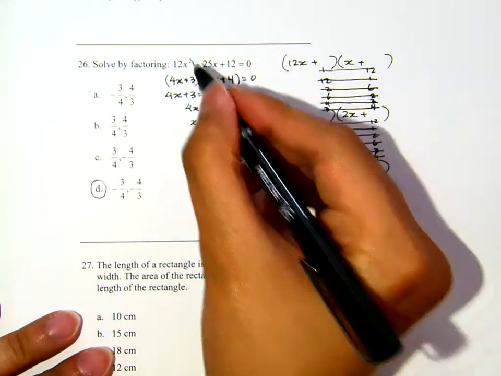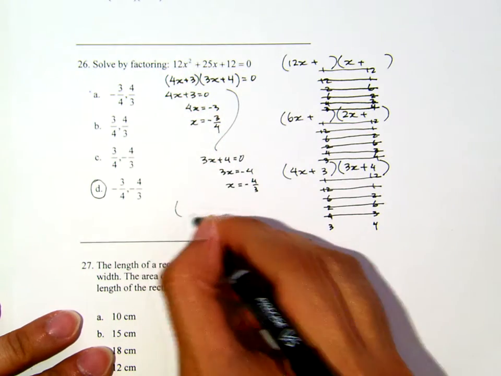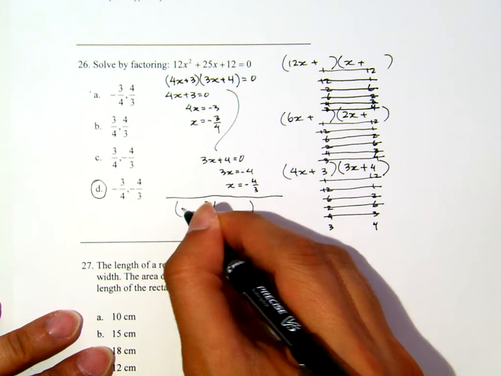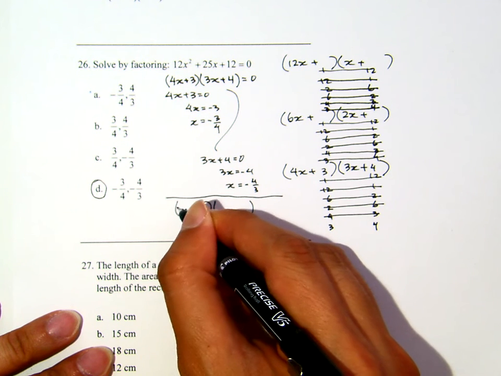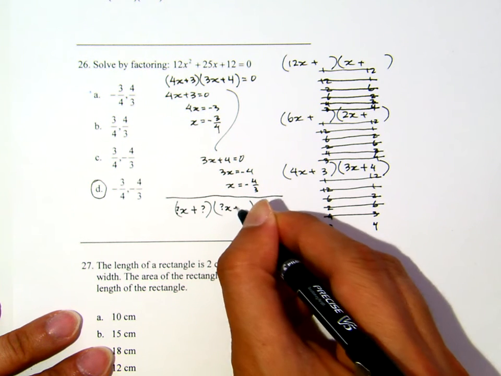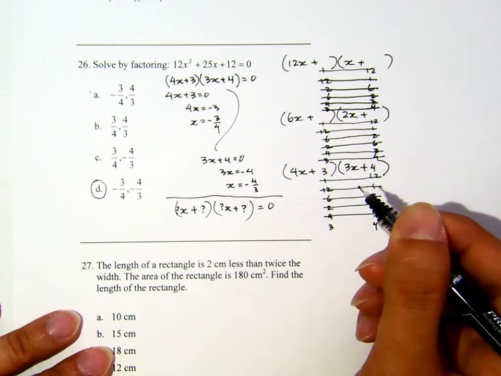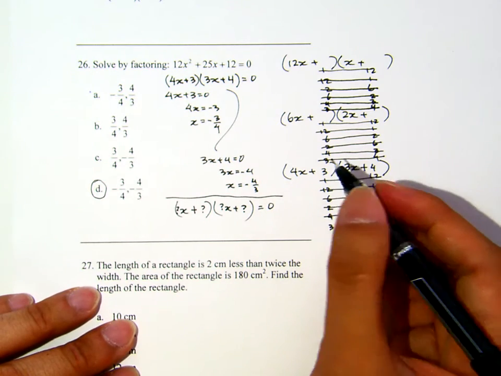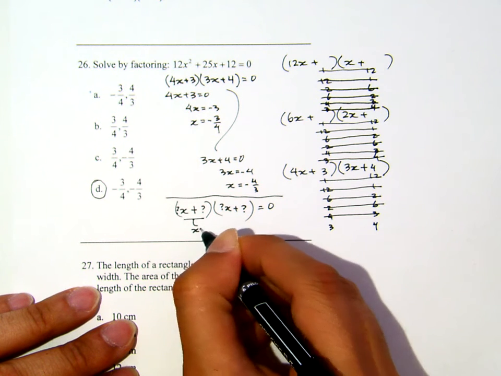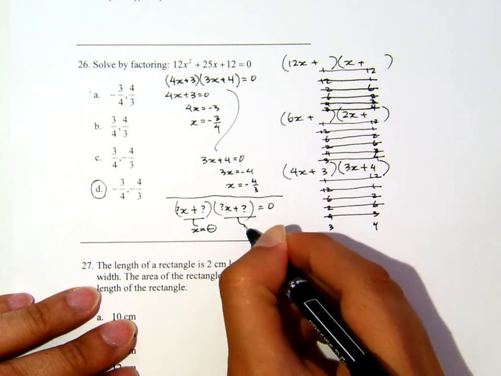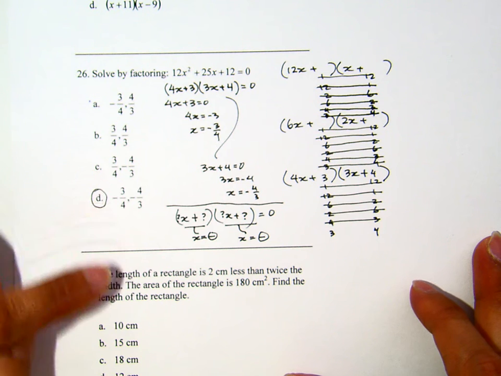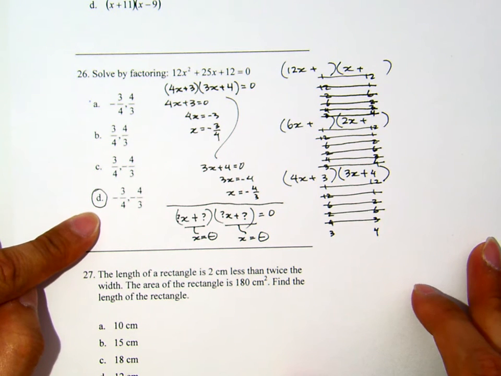Now, if you think about this, notice that however we factorize that, it will be something x plus something, and another thing x plus something equals 0. In other words, you see that if you solve either one of these, in the end you will get x equals to a negative number. And if you take a look at the solutions, only one option has both negative answers.